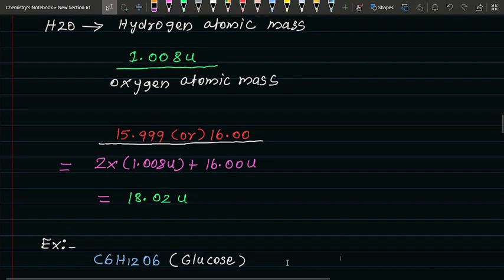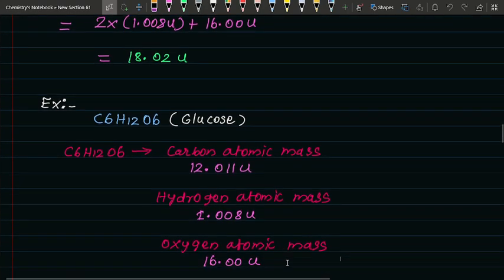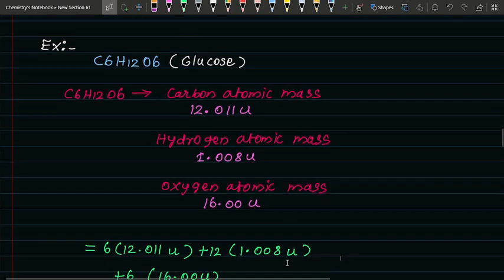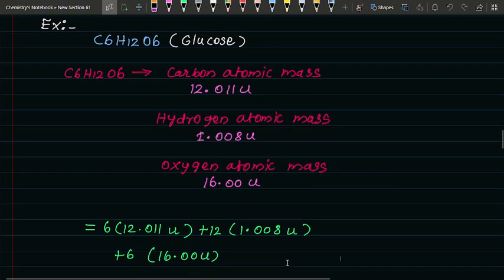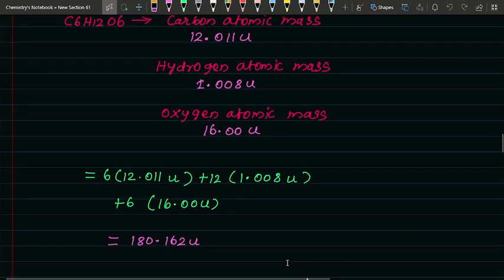Next, for example, glucose, C6H12O6. Carbon atomic mass 12.011 u, hydrogen atomic mass 1.008 u, oxygen atomic mass 16.00 u. Here there are 6 carbon, 12 hydrogen and 6 oxygen. So 6 times 12.011 u plus 12 times 1.008 u plus 6 times 16.00 u. Totally we get 180.162 as the molecular mass.